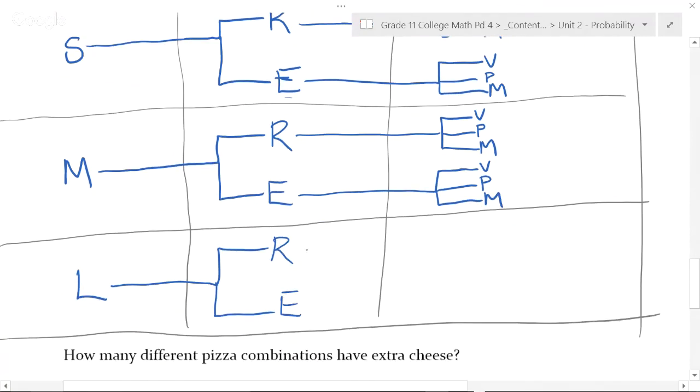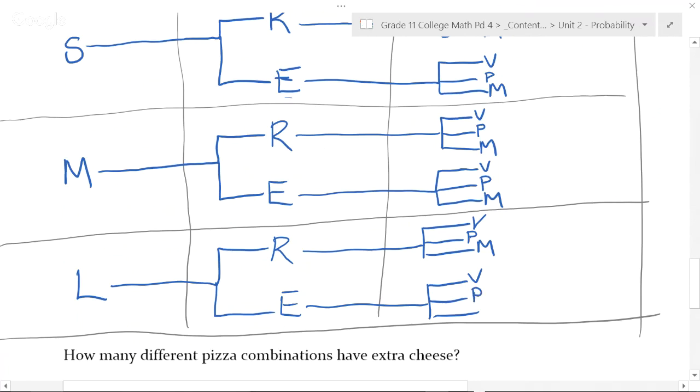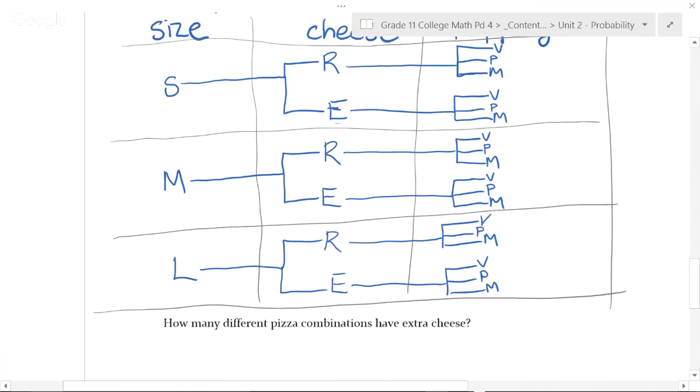I can get a large pizza with regular cheese, and there I have 3 choices: vegetarian, pepperoni, or meat lovers. And the large pizza with extra cheese can also be a vegetarian, large pizza with extra cheese, a pepperoni pizza, large with extra cheese, or a meat lovers pizza, large with extra cheese. And those are all the possible combinations.